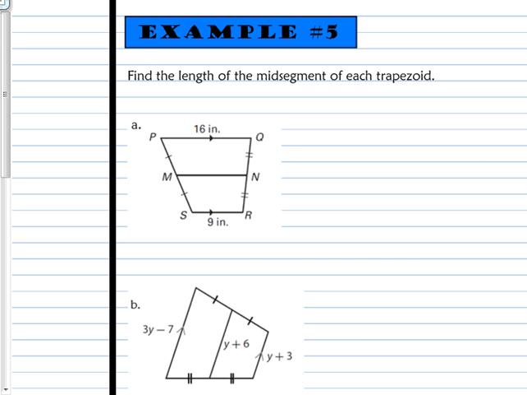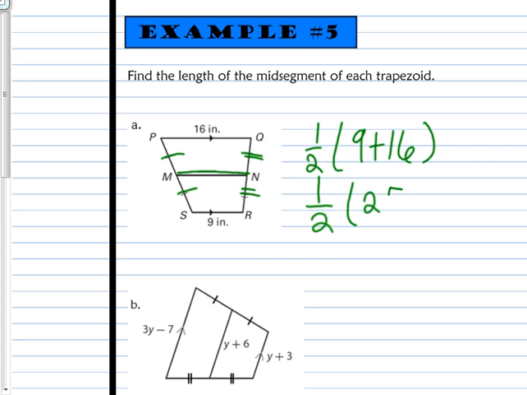Example 5. Find the length of each midsegment. So I'm looking for MN, and I know MN is the midsegment because it cut PS in half and it cut QR in half. So to find the length of it, you add up 9 plus 16, so 1/2 of 9 plus 16. So 1/2 of 25, so you could write 25 over 2 or 12.5. Either way will work. Okay?